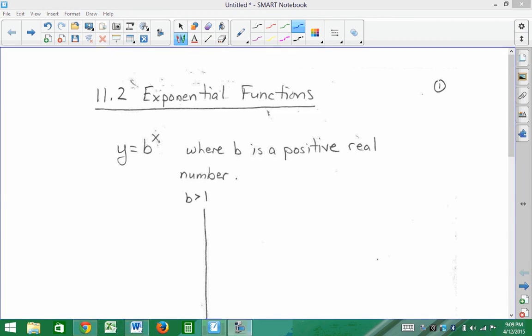Hello everyone, we are going to take notes on 11.2 exponential functions. First, we need to define what an exponential function is.